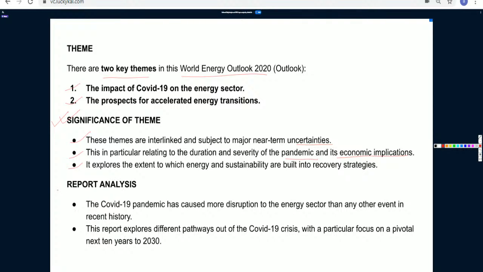If you talk about this report analysis, the COVID-19 pandemic has caused more disruption to the energy sector than any other event in recent history. So the energy sector has been disrupted by COVID-19 in such a manner that nothing else has disrupted the energy sector in recent history. This report explores different pathways out of the COVID-19 crisis with a particular focus on the pivotal next 10 years to 2030.